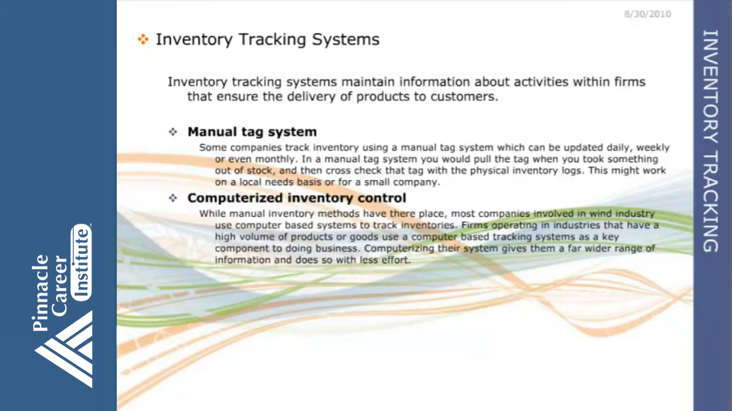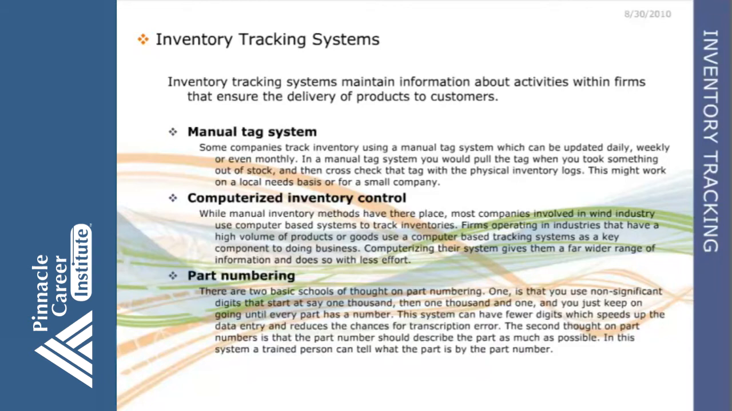While manual inventory methods have their place, most companies involved in the wind industry use computer-based systems to track inventories. Firms operating in industries that have a high volume of products or goods use computer-based tracking systems as a key component to doing business. Computerizing their system gives them a far wider range of information and does so with less effort.